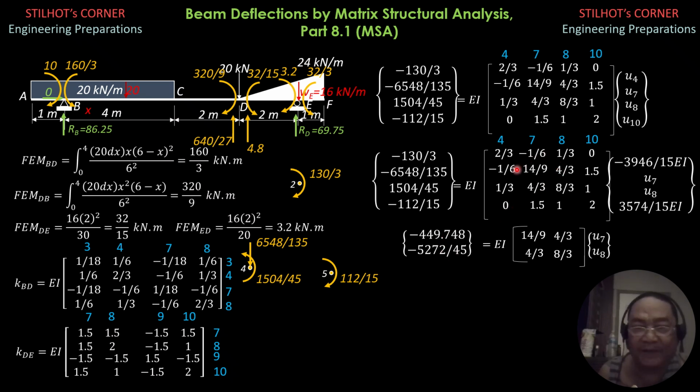Then this is the 2 by 2 matrix inside for U7 and U8. That's why you have U7 and U8. So solving for U7, U8, which is the product of the inverse of this matrix here and this force matrix here, we'll get the results U7, U8 or delta D and theta D equal to negative 440.067 over EI and 176.1 over EI. So that completes the solution to delta C and theta C and delta D and theta D.